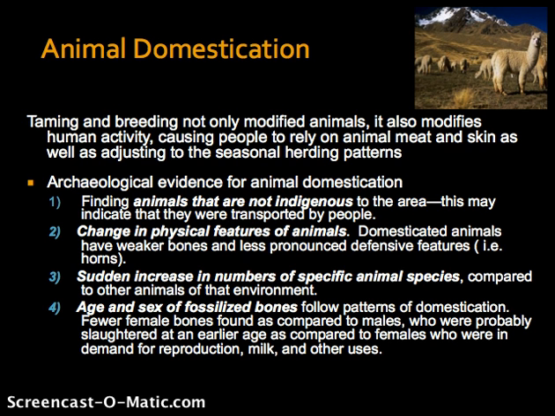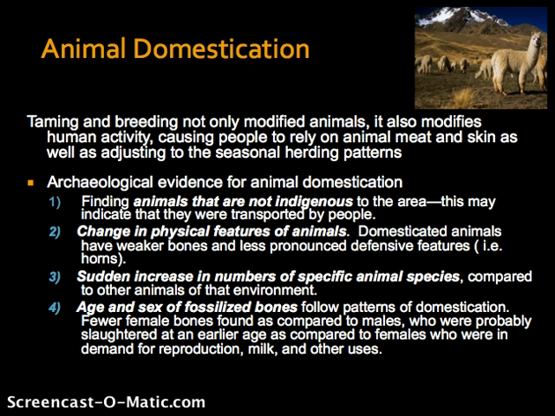Third, an increase in the number of specific animal species compared to other animals of that particular environment, potentially indicating that they were selected for by human beings at the time. Finally, the age and sex of fossilized bones will follow patterns of domestication, where you tend to see females who are kept around for longer periods of time due to the multiple functions, including reproduction, milk, and eggs, that they have in relation to males who tend to be culled much earlier.